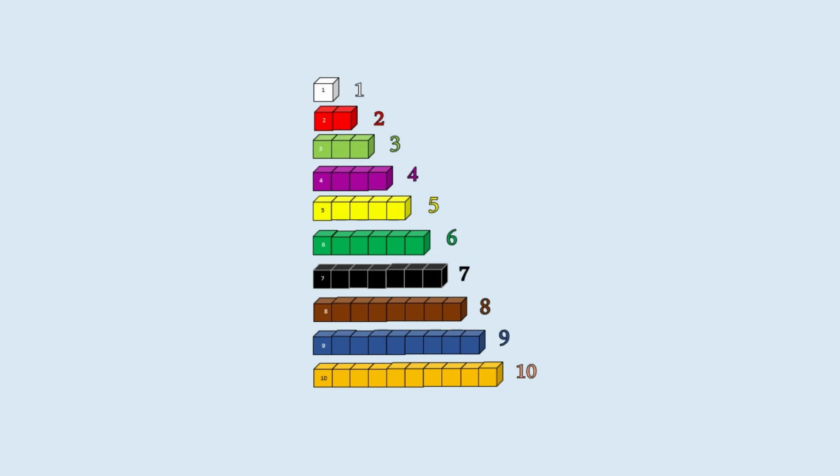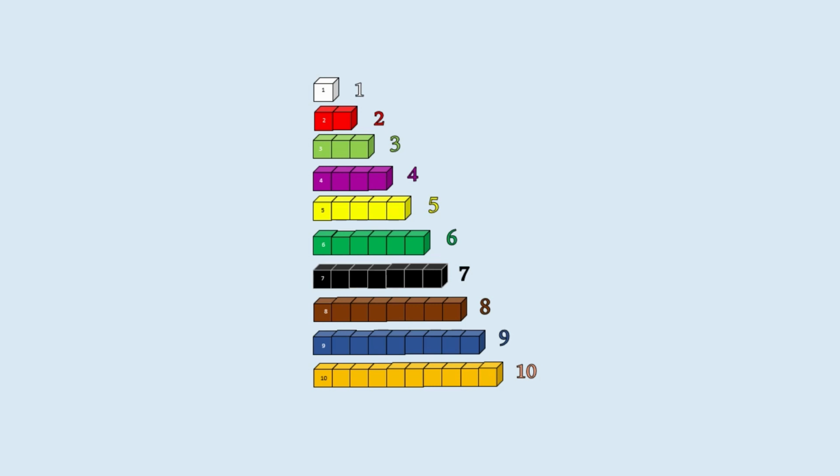The adding problem is this. We have 4 coins in the first stack and 5 coins in the second stack. So how many coins does 4 plus 5 make? Explain to your child that you are going to use the bars to find out the answer to the problem, and that this is called solving the problem.